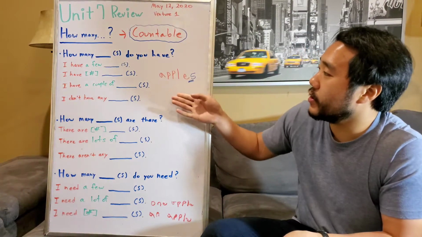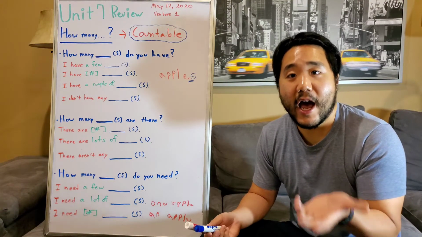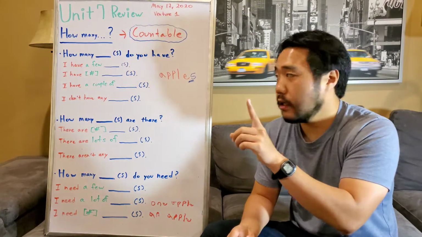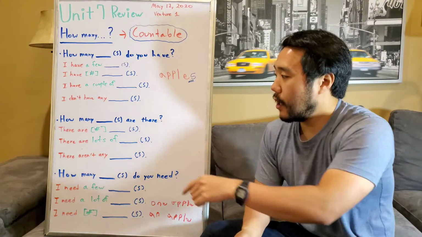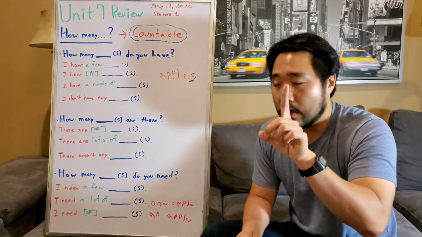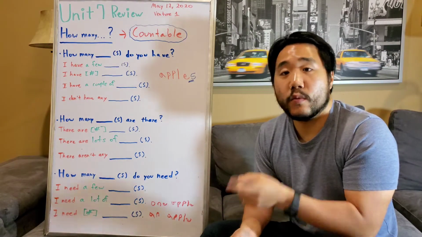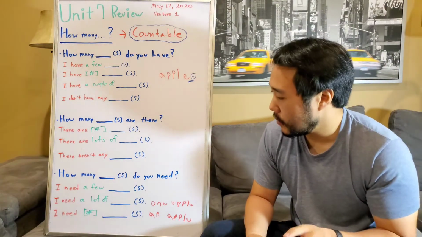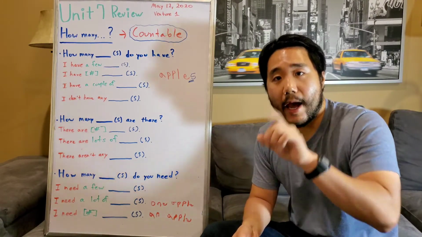And then for the answers, it really depends on how many you actually have of that item. So if it's only 1, you can say, I have 1 apple. I have an apple, A-N. Here, this is how many apples are there. If there is only 1, I say, there is an apple, or there is 1 apple. Apple is not a plural form. And here, I need an apple, A-N, or I need 1 apple.